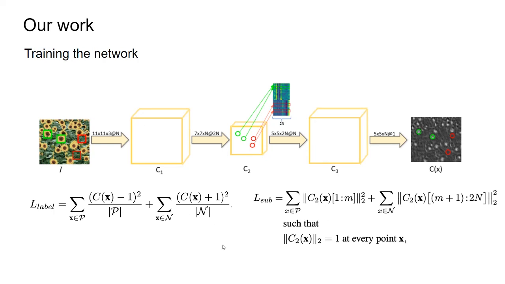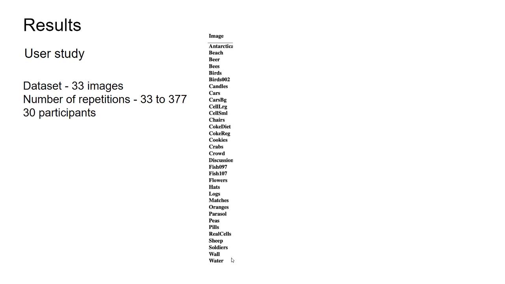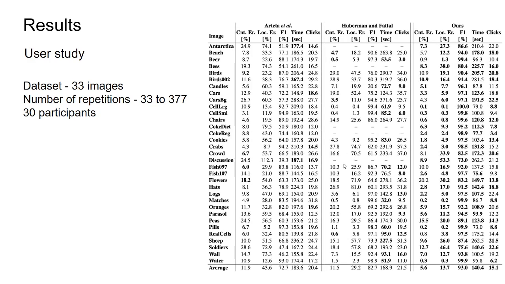In order to evaluate our method, we conducted a user study. We collected 33 images containing various types of repeating objects with considerably varied number of repeating instances. We asked 30 participants to use our method and two other interactive counting methods. We report various counting and localization measures along with number of user clicks and session time.